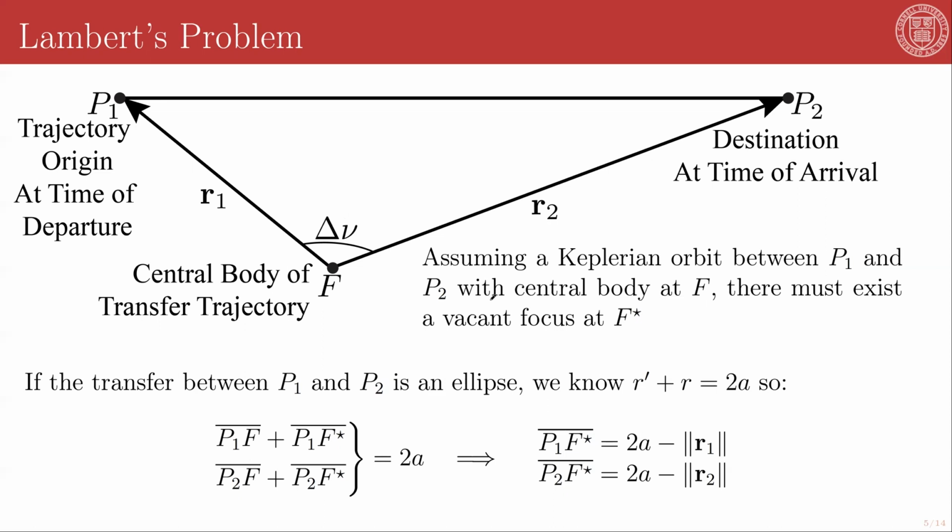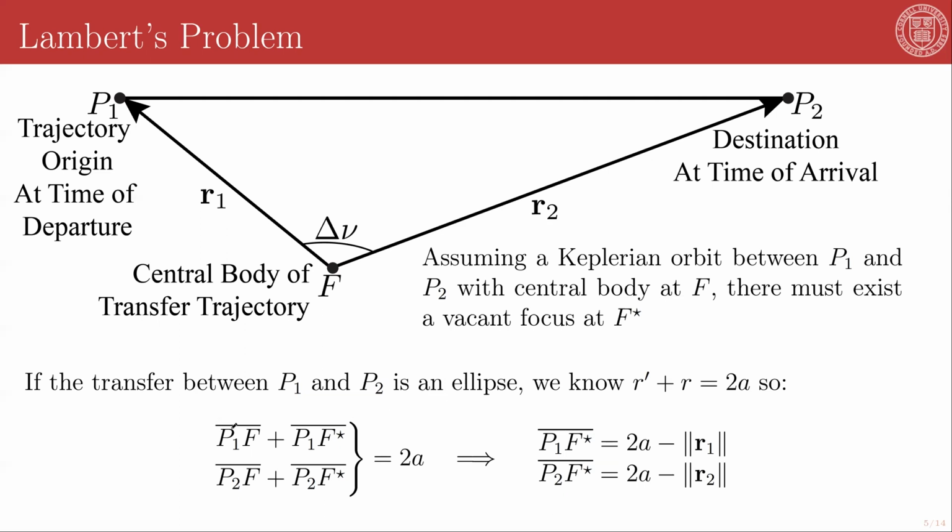If we assume a Keplerian orbit that connects P1 and P2 with the central body at F, then there must exist a vacant focus at some location in space, F star, what we've previously called F prime. If the transfer between P1 and P2 is, for example, an ellipse, we also know that the segments connecting F to any point on that ellipse and F star to any point on that ellipse, the things that we previously called R and R prime, have to equal twice the semi-major axis of the transfer.